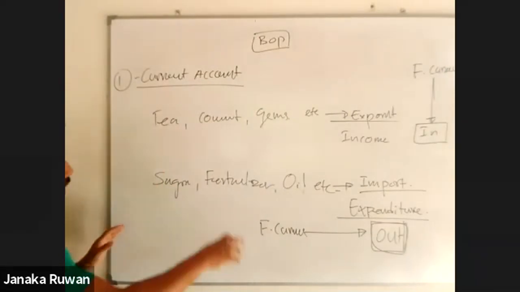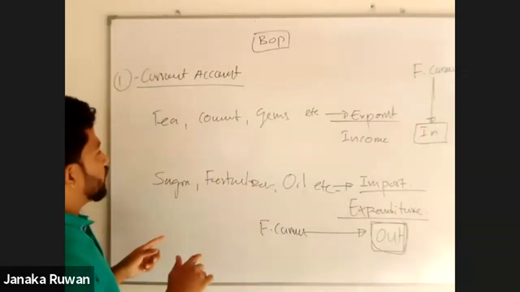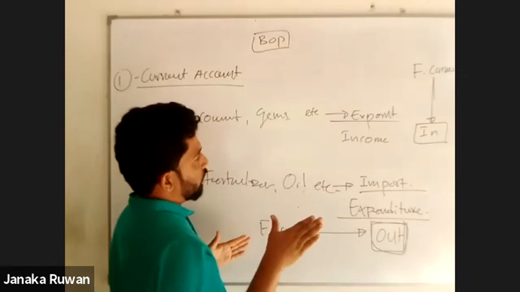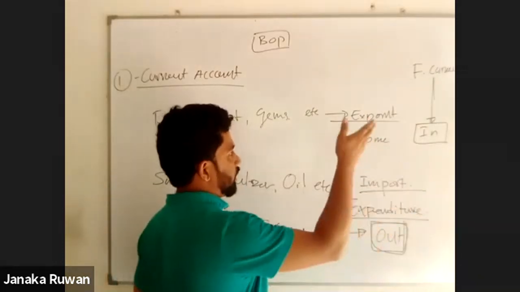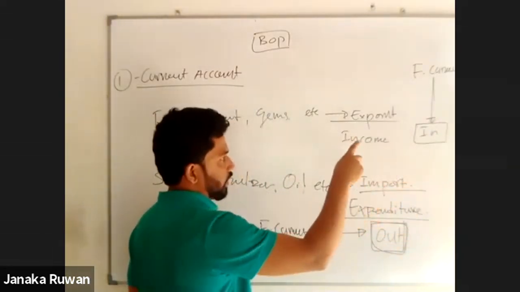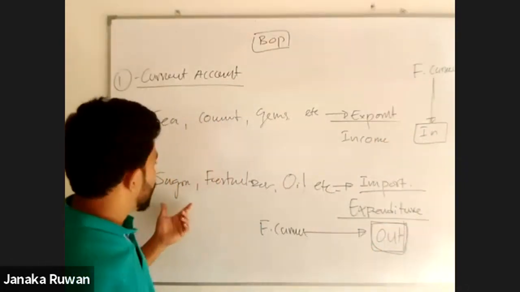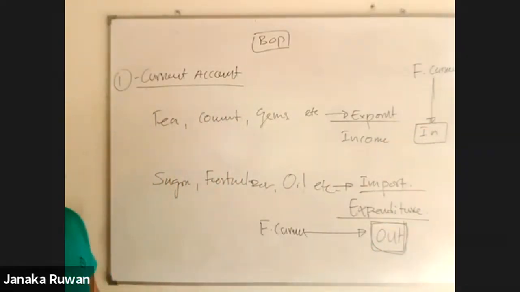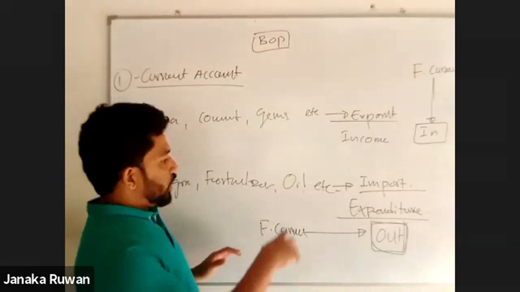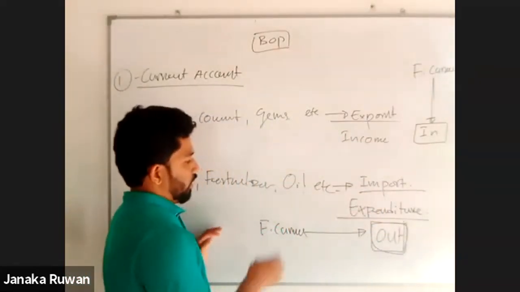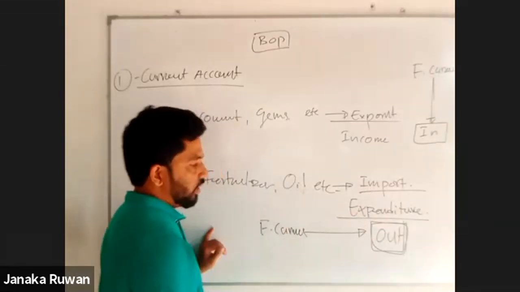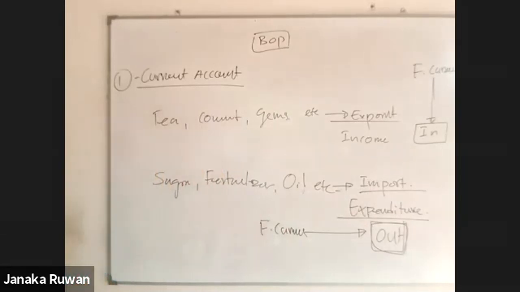You need to identify the transactions in the current account. We already discussed that tea, coconut, gems, etc. will be exported to other countries. It will create an income, creating foreign currency, a cash flow in. And sugar, fertilizer, oil, etc. will be imported from other countries. That will create expenditure. We need to pay this import bill in foreign currency. That is a cash outflow in the balance of payment.